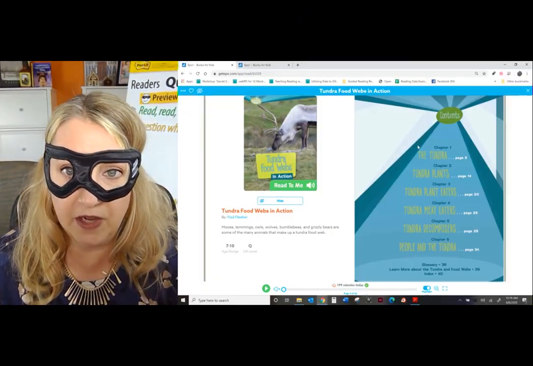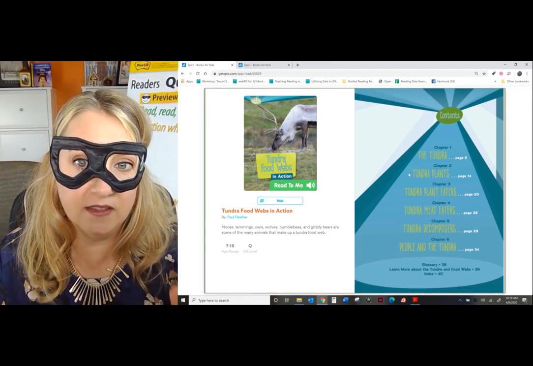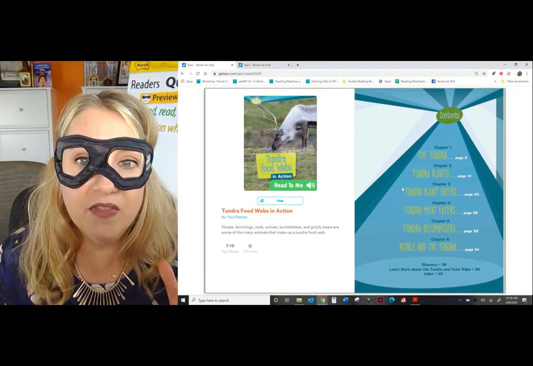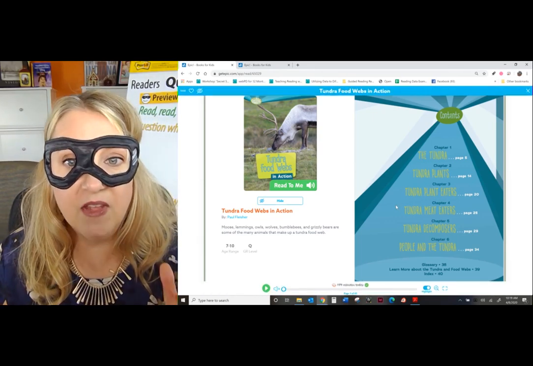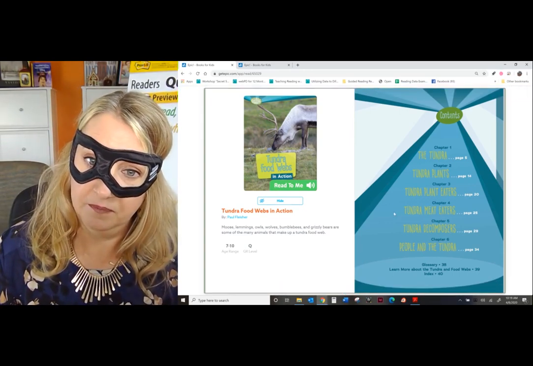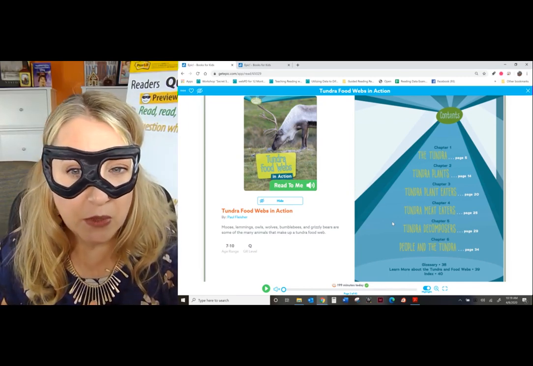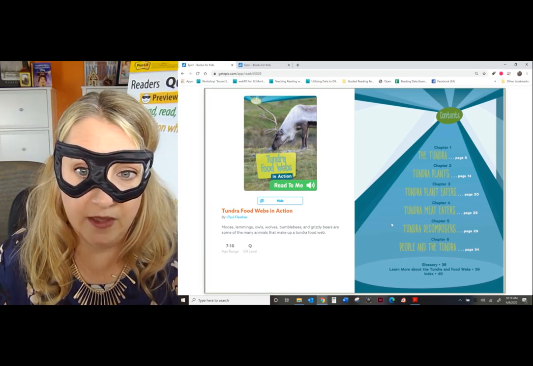What is happening? So another way that I can steal information is by even just looking at the contents, looking at the chapter titles. So let me see if I can figure anything out. Okay, tundra, which I think is the land, tundra plants, so the plants that grow on this type of land, and then the tundra plant eaters. Okay, so what eats those plants? And then the tundra meat eaters. Okay, so what eats meat in that land? Tundra decomposers. Okay, I'm already wondering, what's a decomposer? Like, I have no idea what that means.